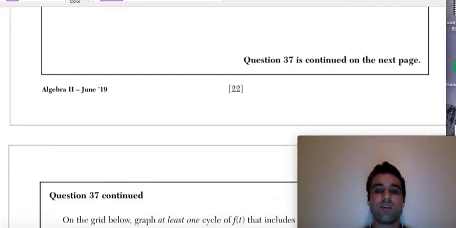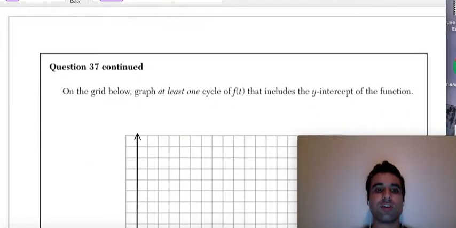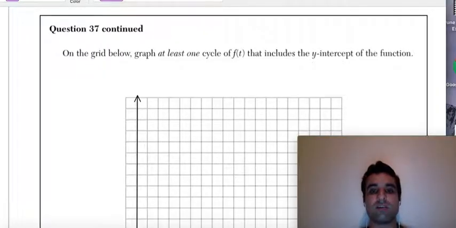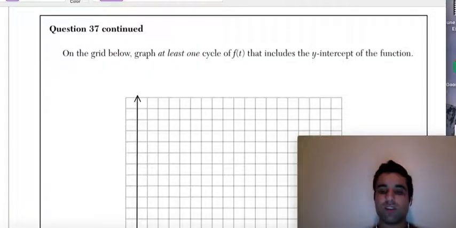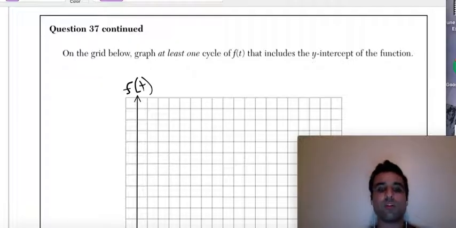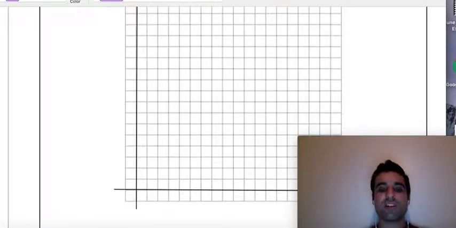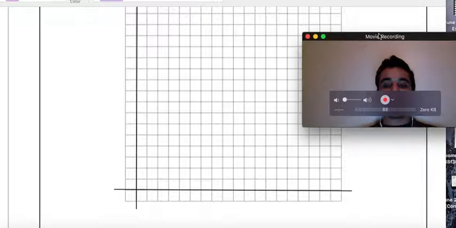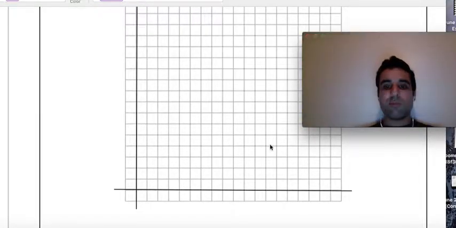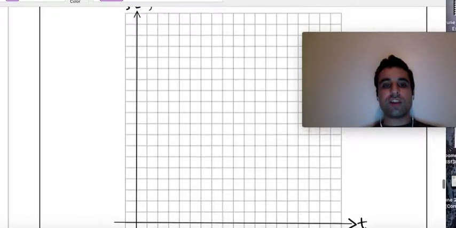Okay, now the next part: on the grid below, graph at least one cycle of f of t. We'll just graph one cycle. We don't need to do more than that. I put the grid in because I didn't want to waste my time struggling with the ruler. And we have t over here. I like to move my lines in a little bit within the grid. If you put it on the edges, that's fine.